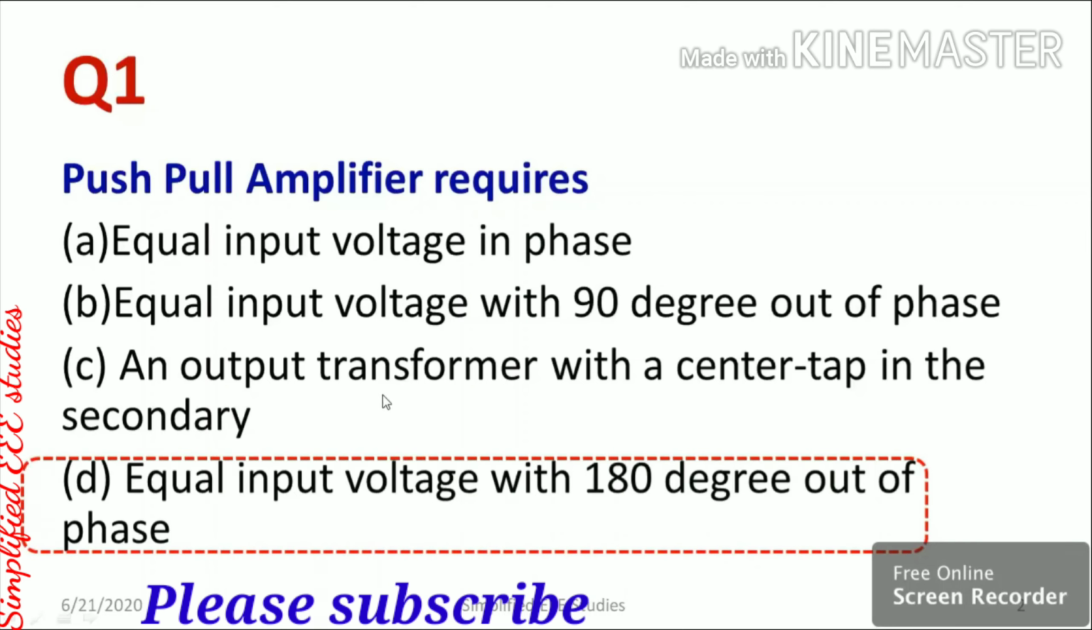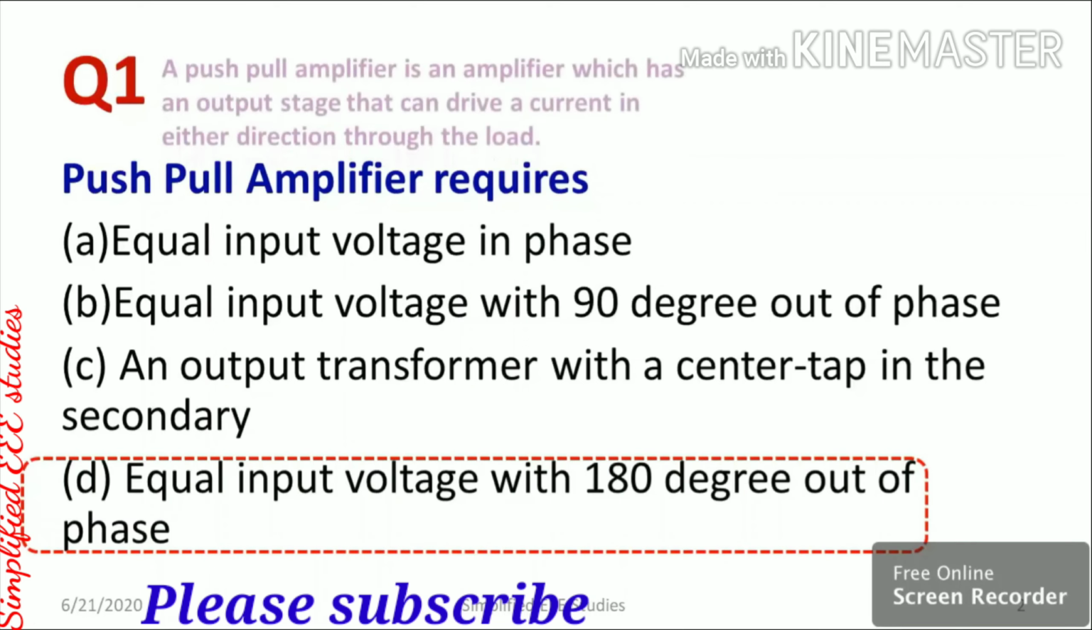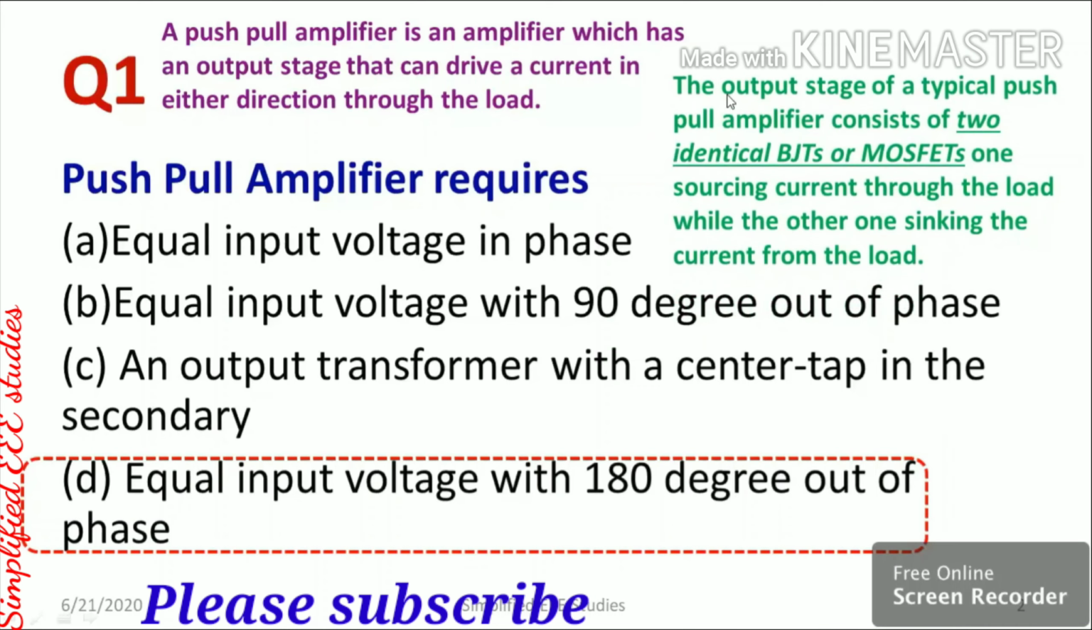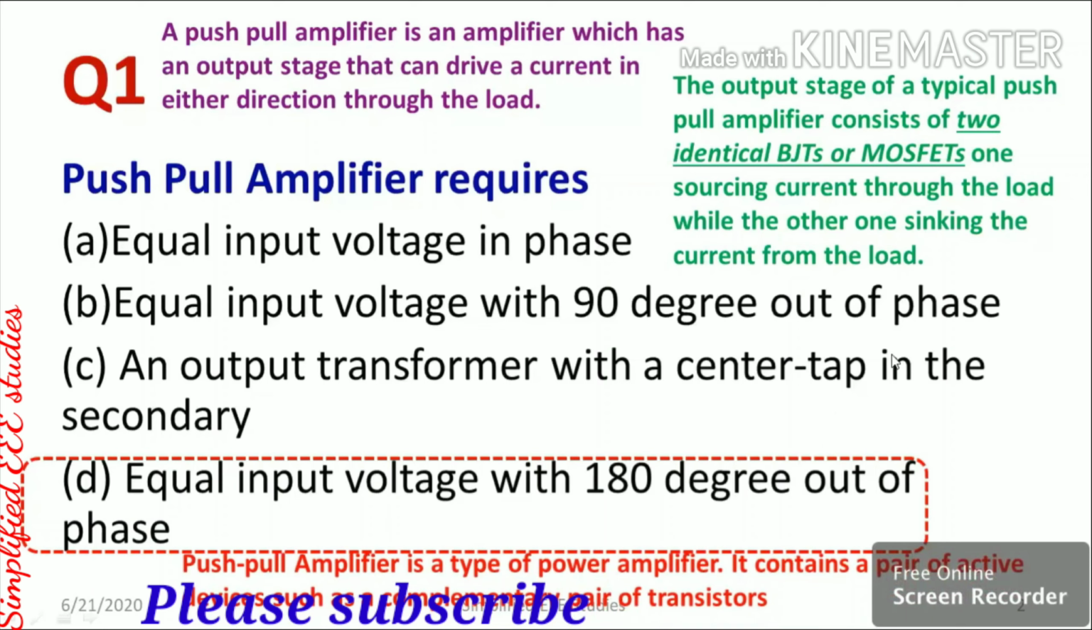Let us discuss more on push-pull amplifier. It is basically a power amplifier, and a push-pull amplifier is an amplifier which has an output stage that can drive a current in either direction through the load. That's one peculiarity. Now, the output stage of a typical push-pull amplifier comprises two identical power transistors, either BJT or MOSFETs, one sourcing the current through the load while the other sinks the current from the load. It contains a pair of active devices such as a complementary pair of transistors. So these are a few peculiarities of push-pull amplifier.